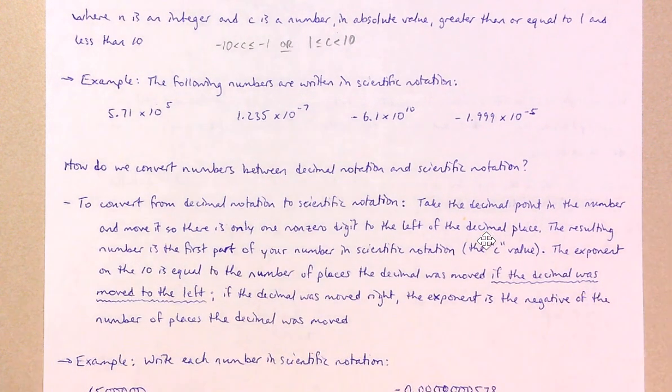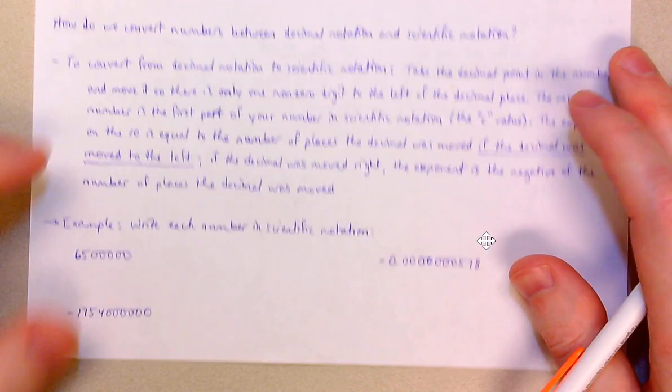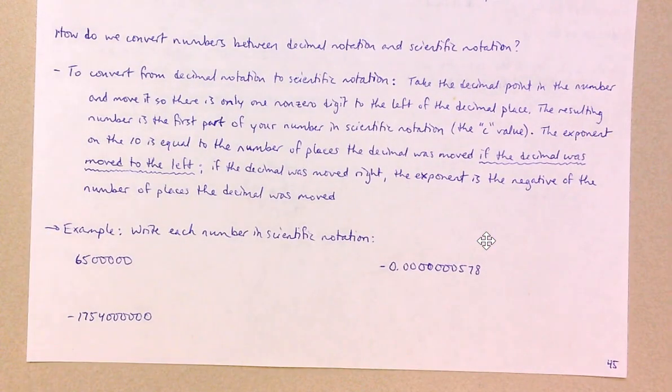So if you move your decimal point left, your exponent on 10 is going to be positive. If you move your decimal point right, your exponent on 10 is going to be negative. And the numerical part of it is going to be the number of decimal places that you moved. So let's do some sample problems here.